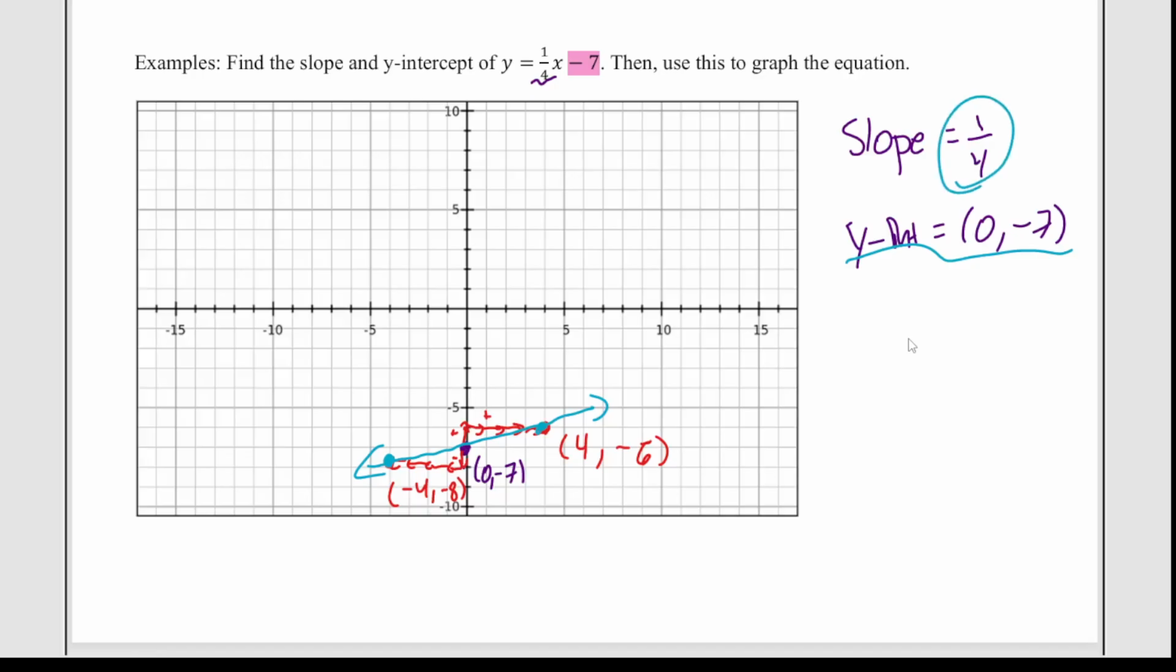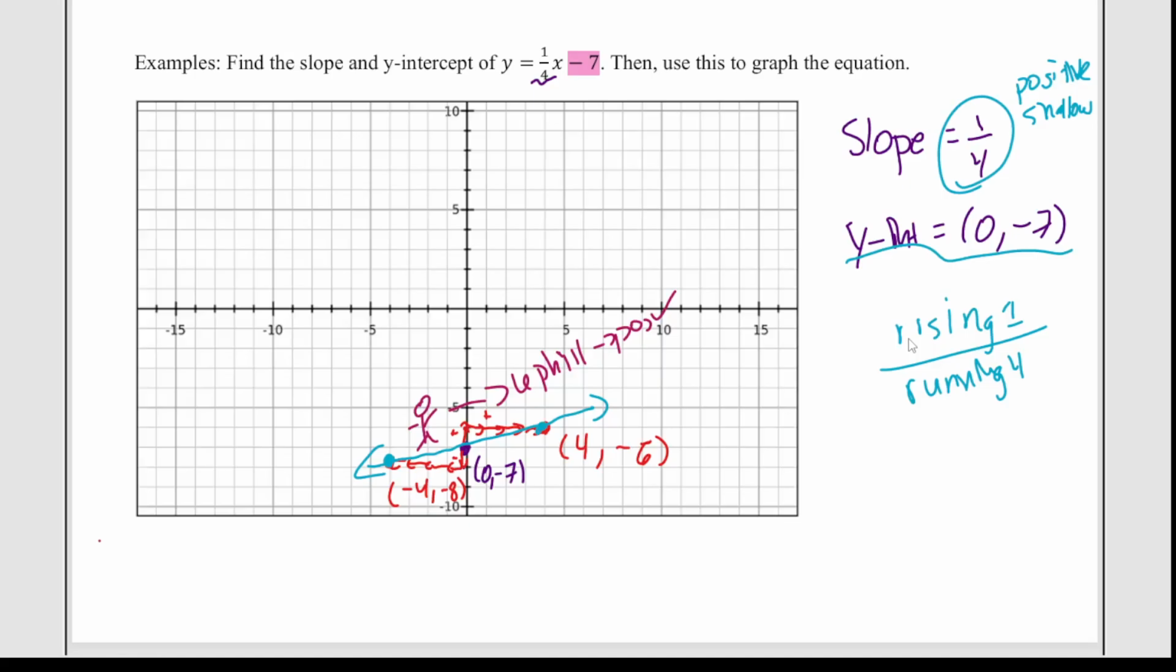And with this slope, it's looking like it's A, positive, and B, relatively shallow, since it's only rising 1 per every running 4 in terms of that rise over run, change in y over change in x. And it does look like we graphed it correctly, because if I were to go left to right on top of the line, I'd be walking uphill, so it is positive. And it does look relatively shallow, so I know I didn't graph it backwards.